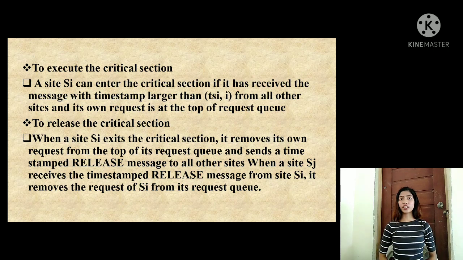To release the critical section, when a site Si exits the critical section, it removes its own request from the top of its request queue and sends a timestamped release message to all other sites. When a site Sj receives the timestamped release message from site Si, it removes the request of Si from its request queue.